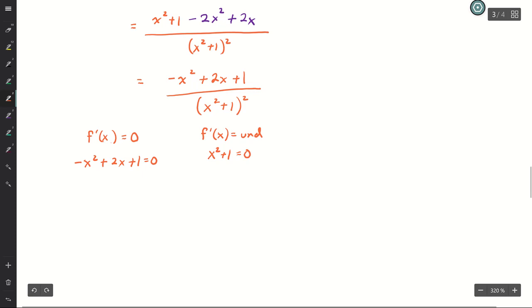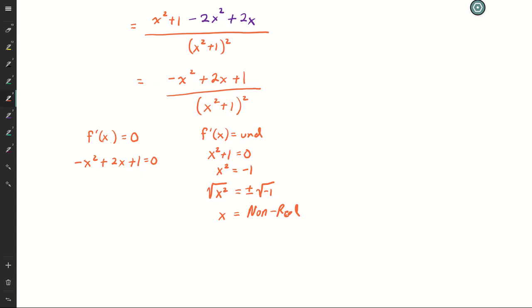All right, I'm actually going to do the x squared plus 1 equal to 0 first. On that one, if we subtract over the 1, it's going to be x squared is negative 1. If we then take a square root of both sides, we're going to get that x is a non-real number because we're taking the square root of a negative there. So we don't get anything as far as critical numbers from that group.